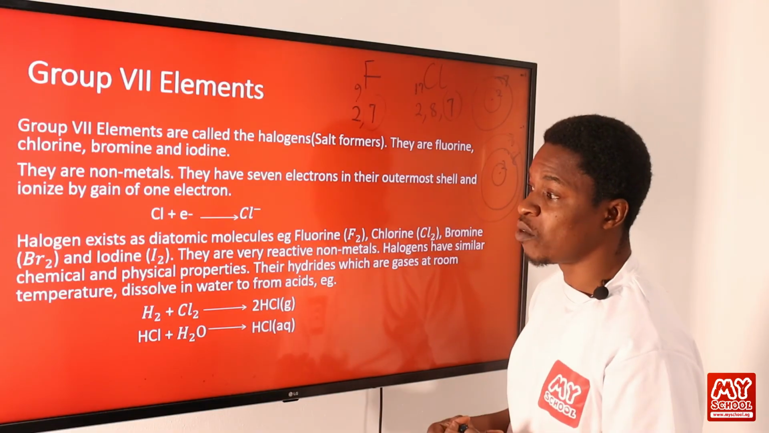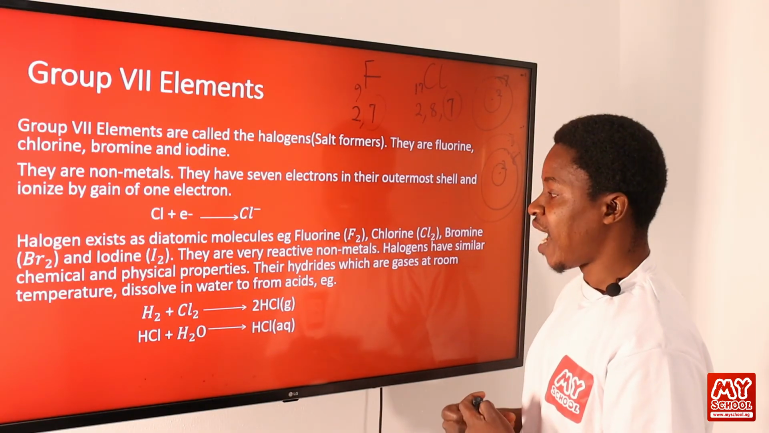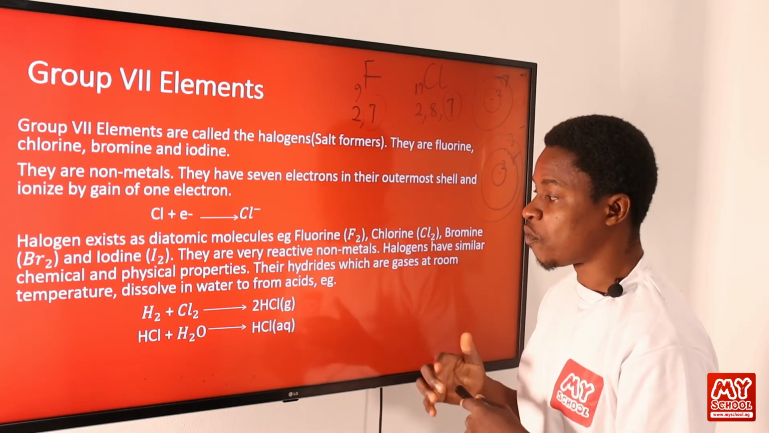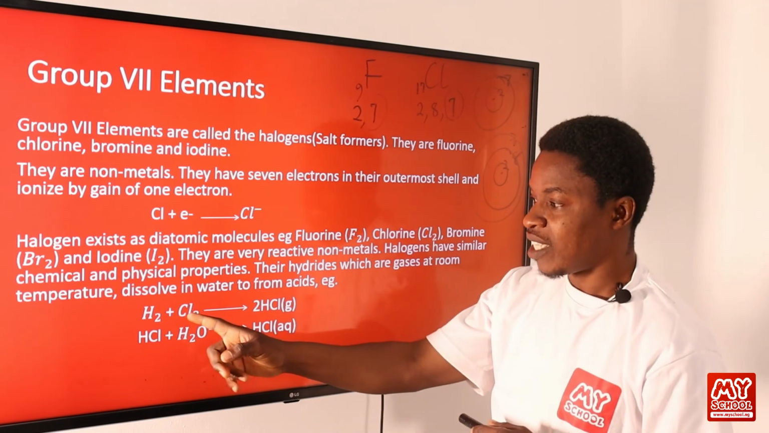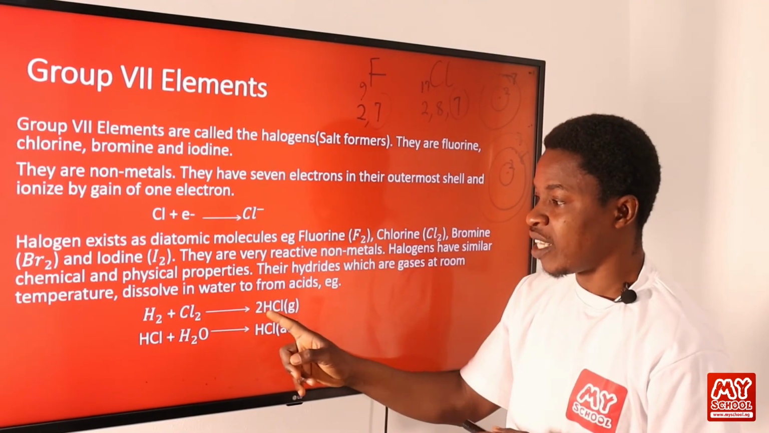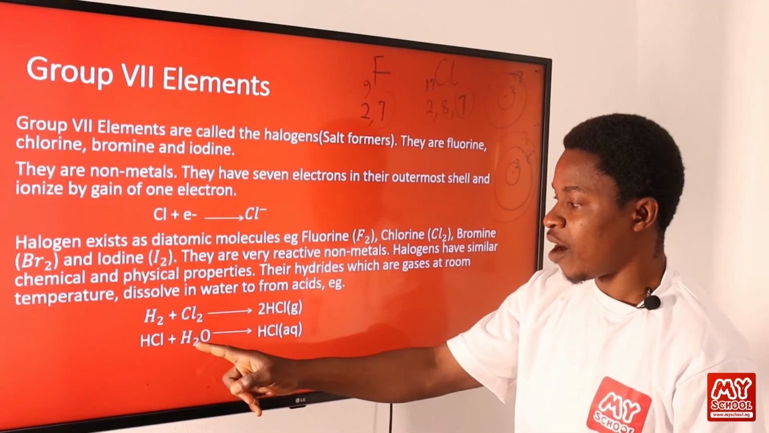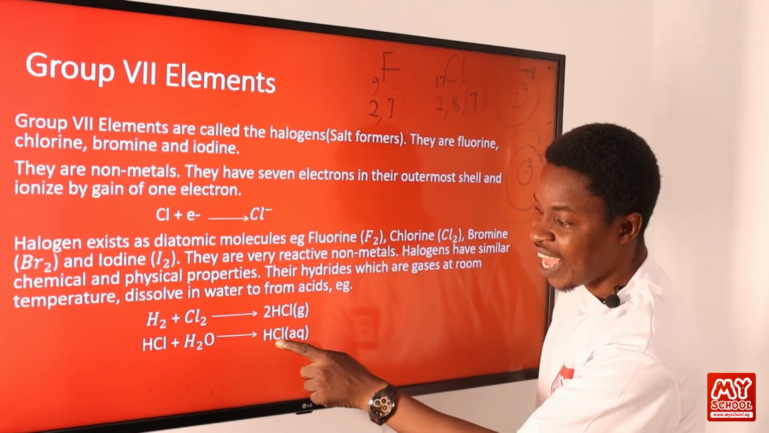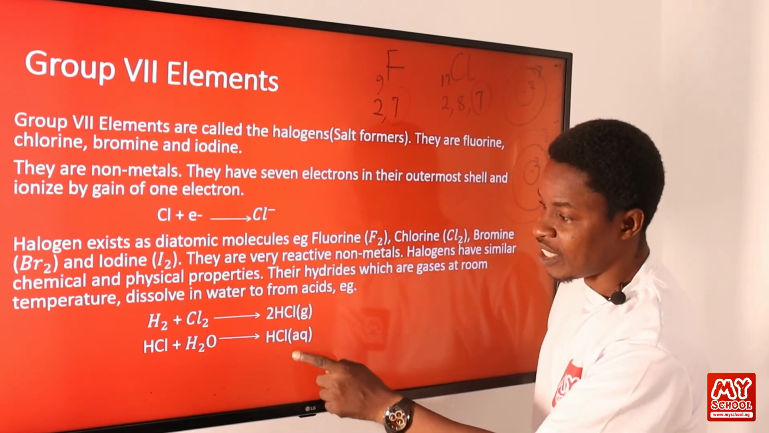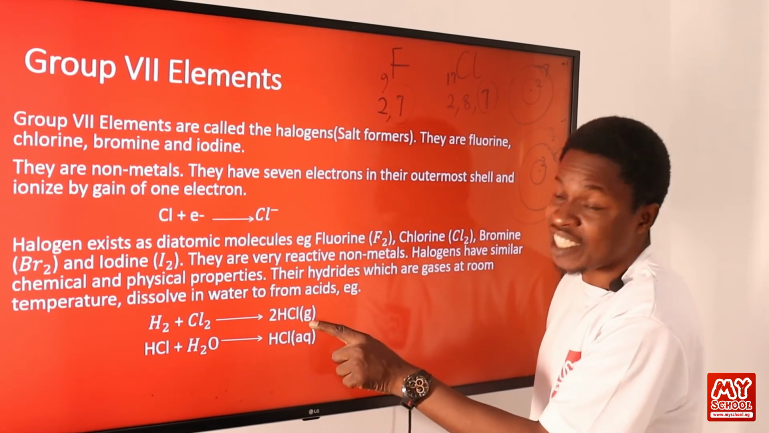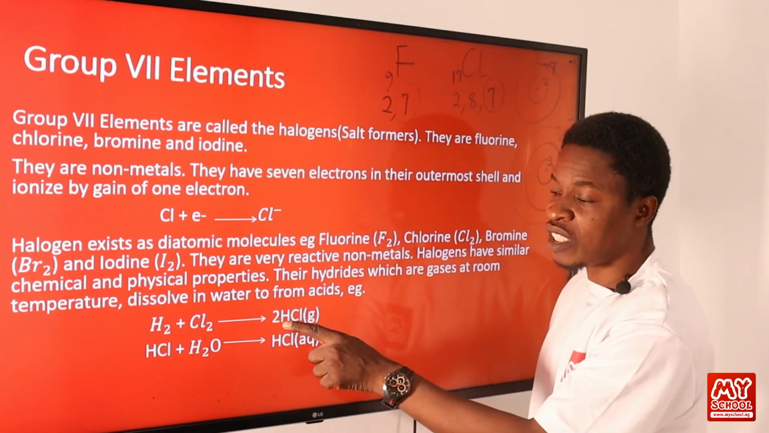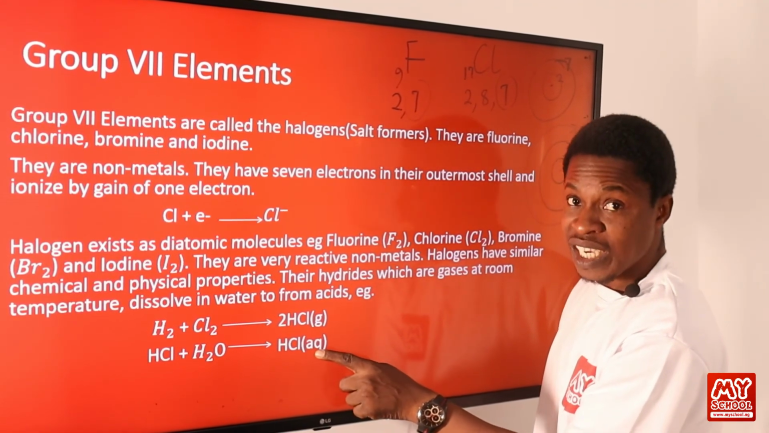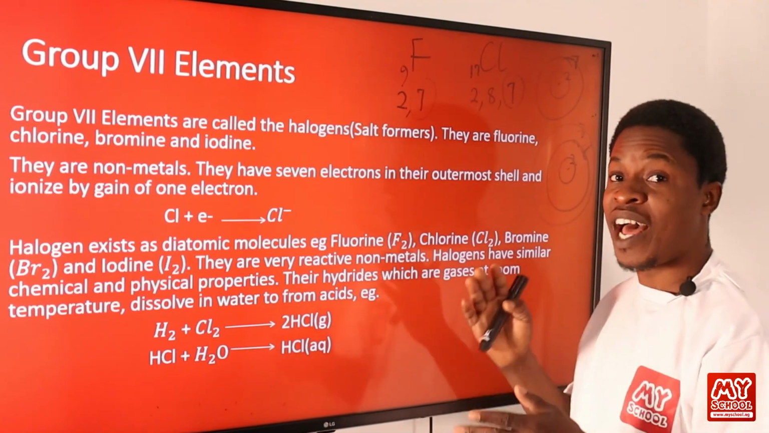Halogens have similar chemical and physical properties. Their hydrides are gases at room temperature and dissolve in water to form acid. You can see them. Hydrogen reacts with this to form HCl. HCl now reacts with water further to have what? HCl. Now, look at these two things. They have the same formula, but their names are not the same. HCl, when you see the state as gaseous, is referred to as hydrogen chloride gas. But if it is HCl as aqueous, it becomes hydrochloric acid. The same formula, but different name.